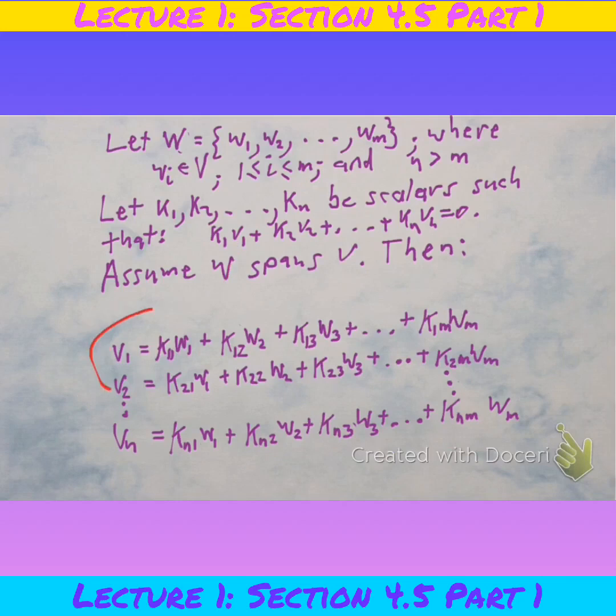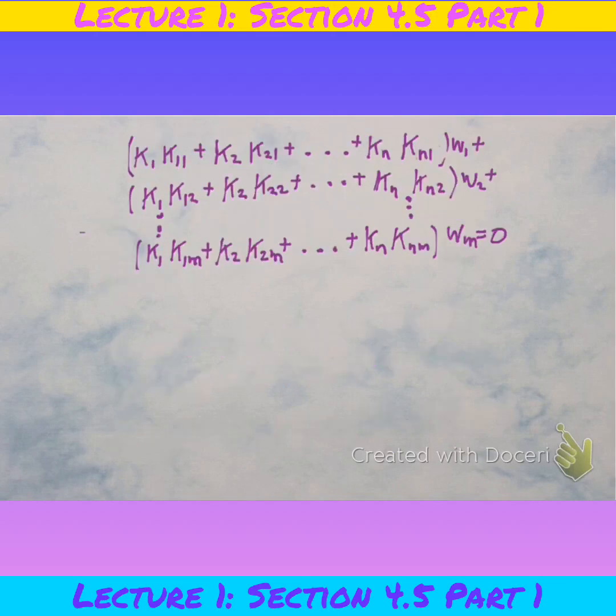Let's take that v2, plug it in there, and carry this process through for all my v's until I get to the last v and plug it in there. Okay, now we are again going to get a system of equations that looks as follows. Gathering all the w1 terms, w2 terms, up until wm terms, we get an equation in terms of the vectors w1, w2, up until wm.